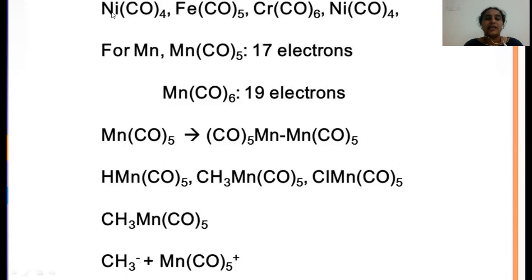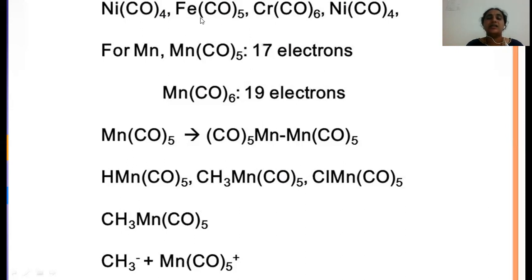To calculate the EAN, the formula uses the atomic number. For nickel tetracarbonyl, the atomic number is 28. Four ligands are present, each donating 2 electrons, so 4 into 2 is 8. 28 plus 8 is 36. So this complex's EAN value is 36.